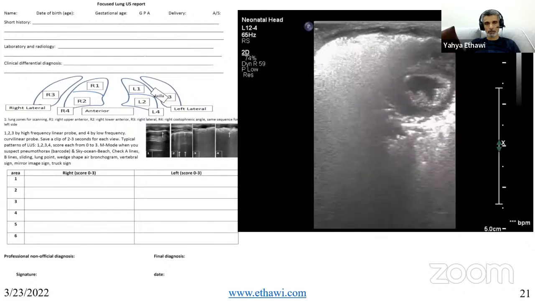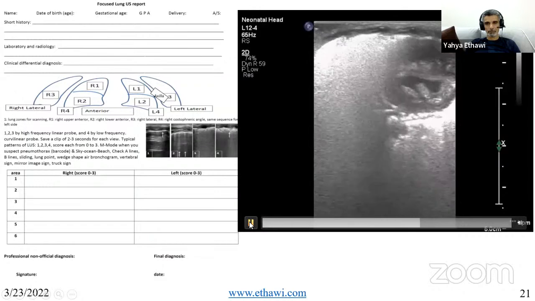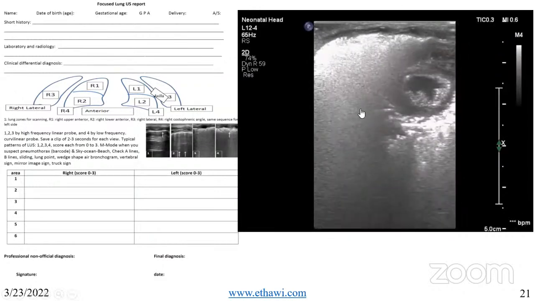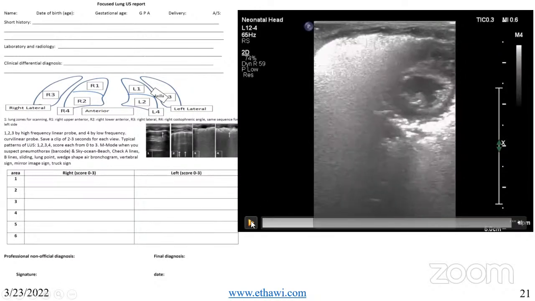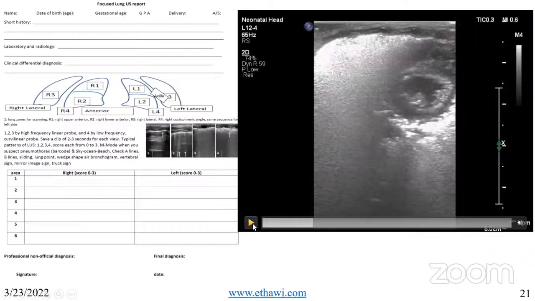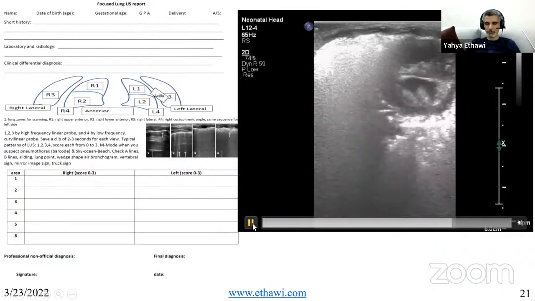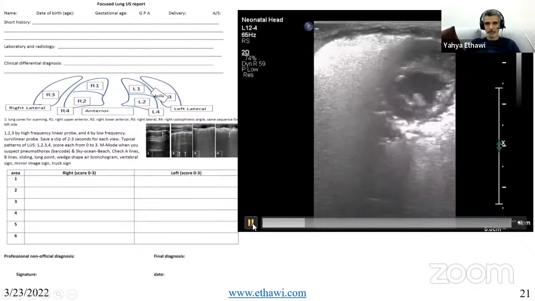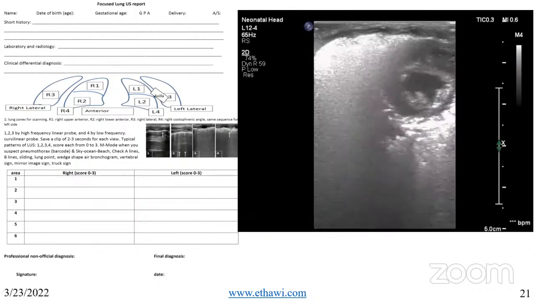So this is L1. Okay, so in L1 we can see the pleura. You see the heart? Yes. You see the lung around it? Yes. You see how obvious it is now? Yes, very obvious. Severe pulmonary hemorrhage now. You see how obvious and easy?